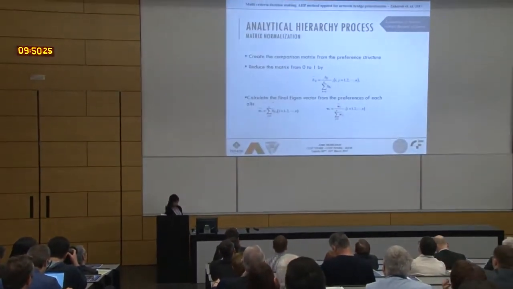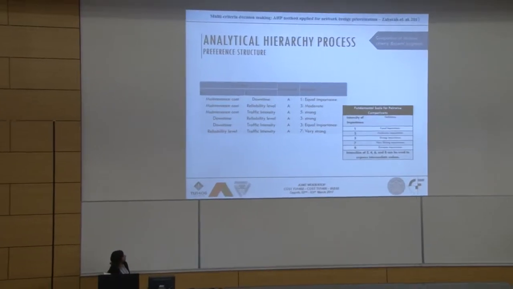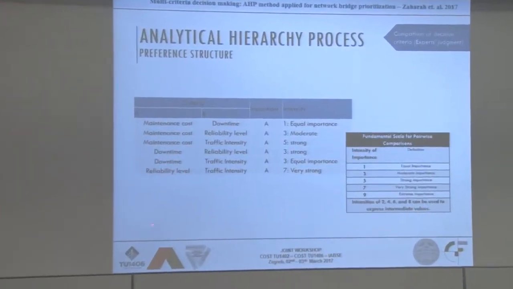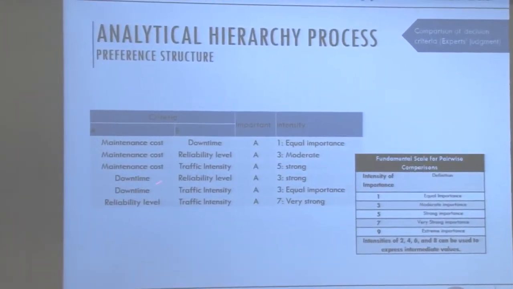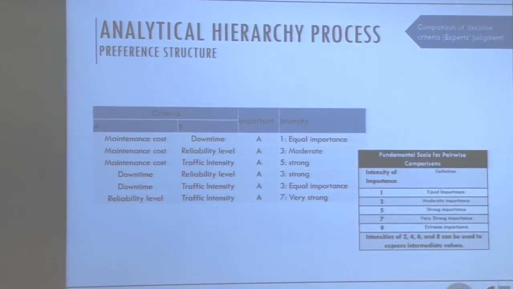While for me the maintenance cost and reliability is... So for example, the maintenance cost and the reliability level, we consider that most of the bridges are not in critical condition, so mostly it's like 3 to 4.